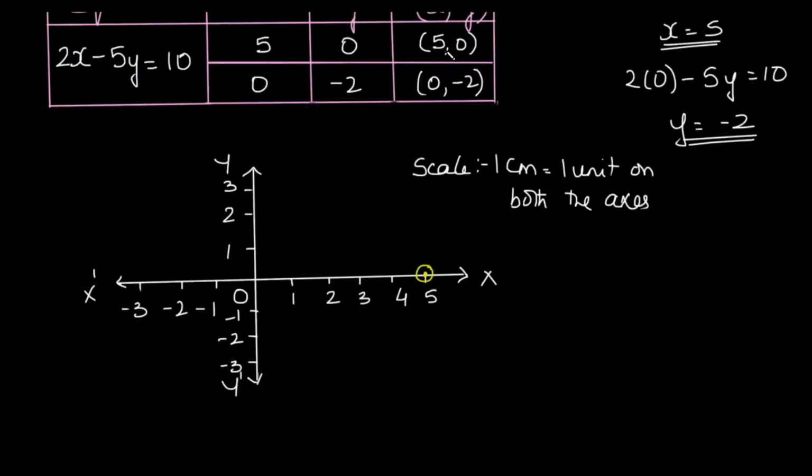So 5, 0 means 5 on the x axis. Similarly 0, -2 means -2 on the y axis. So -2 on the y axis is coming here. So this is our point. So this is 5, 0 and this point is 0, -2. Now to draw the line, it comes out somewhat this way.